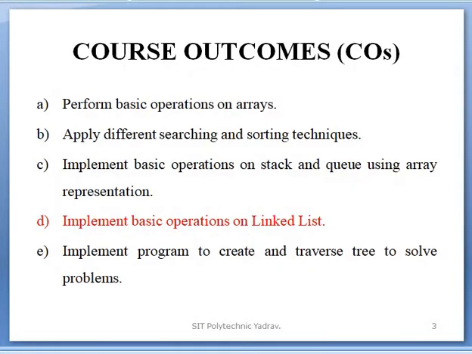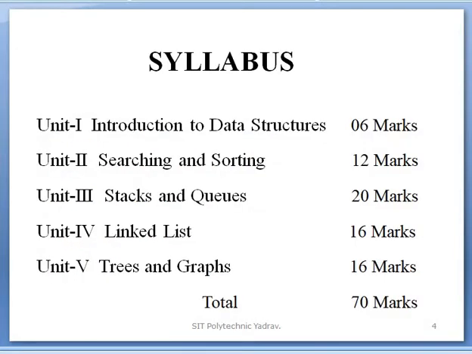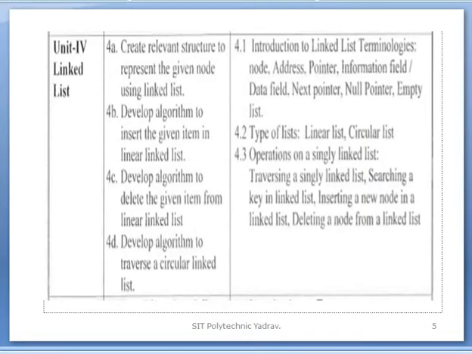Course outcomes. After the completion of Unit number 4, you achieve which CO? The fourth CO, that is, implement basic operations on linked list. Here is the syllabus for the course and the marks allocation. Here is the syllabus of Unit number 4, linked list.